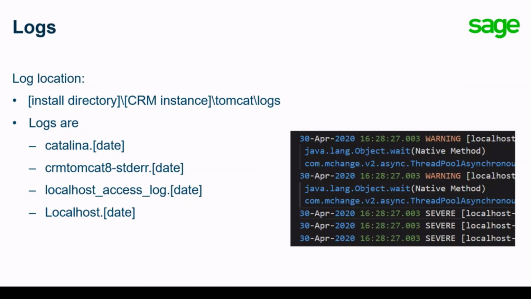Okay. So back to the logs. What are we looking for in the logs? Well, our main logs are the Catalina logs, the CRM Tomcat stderr logs, the localhost access logs, and the localhost logs. Those are our main logs that we can look at. There are a few more of them as well.